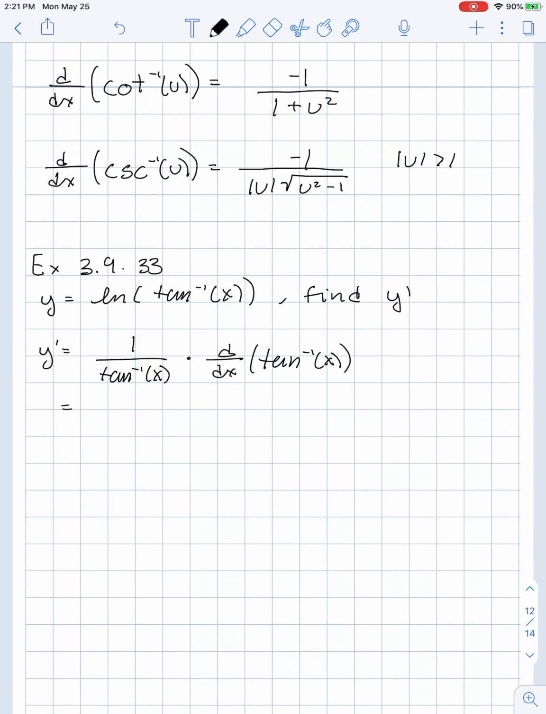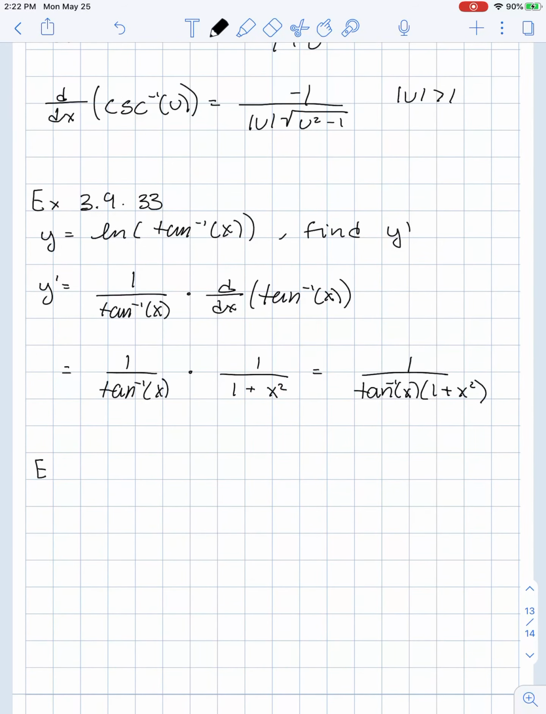Alrighty, so I'm not going to touch 1 over arctan, and I'm now looking for its derivative, which I know is 1 over 1 plus x squared. And we're done. If you wanted to, you could rewrite it as 1 over arctan of x times 1 plus x squared, but it's all the same. Alrighty? So we'll do one more example.